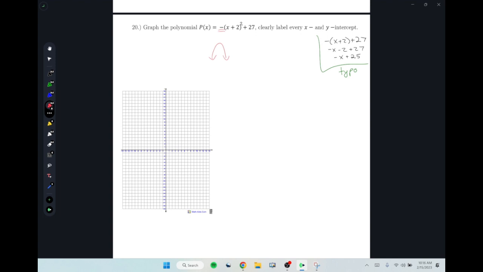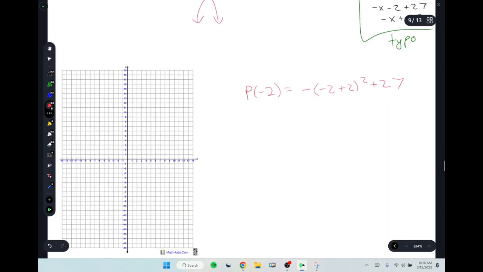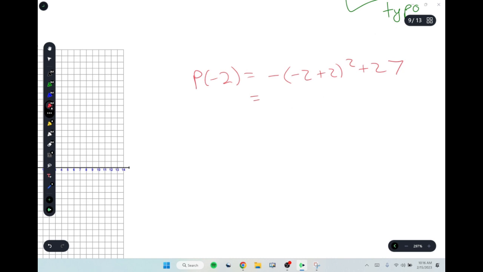One of its zeros is negative 2. So P of negative 2 is negative (negative 2 plus 2) squared plus 27. Watch what happens here, that's really kind of tricky. Negative 0 squared plus 27 is what? 27. So that's not a 0 then, right? That's the point negative 2 comma 27.